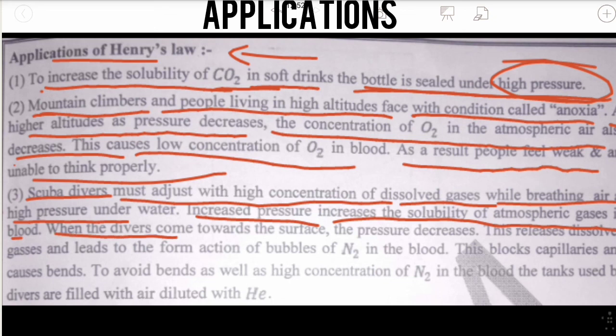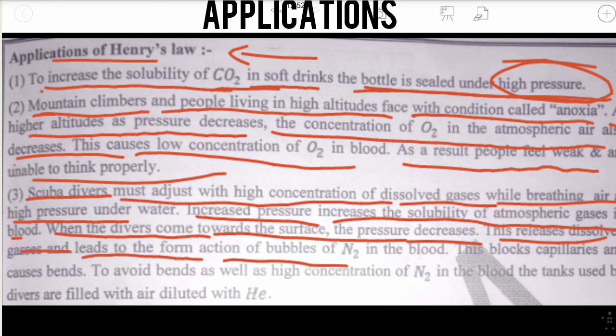When the divers come towards the surface, the pressure decreases. As they go towards the surface of the water, the pressure will be decreasing. This releases dissolved gas and leads to the formation of bubbles of N2 in the blood. This will release the nitrogen in the blood. This blocks capillaries and causes bends.